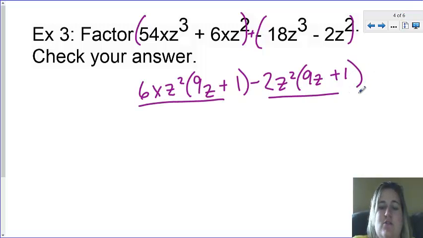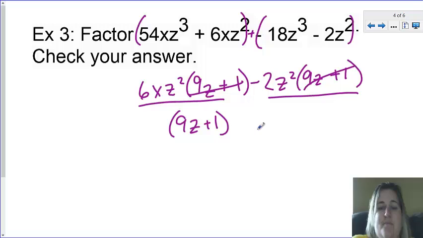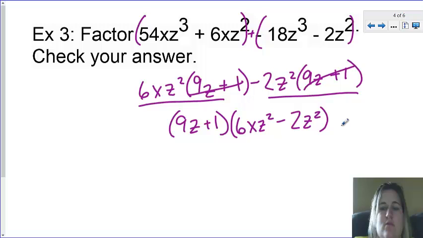And now with these two terms, I have 9z plus 1. That's the same in both. And that leaves me with 6xz squared minus 2z squared. This is my final answer.